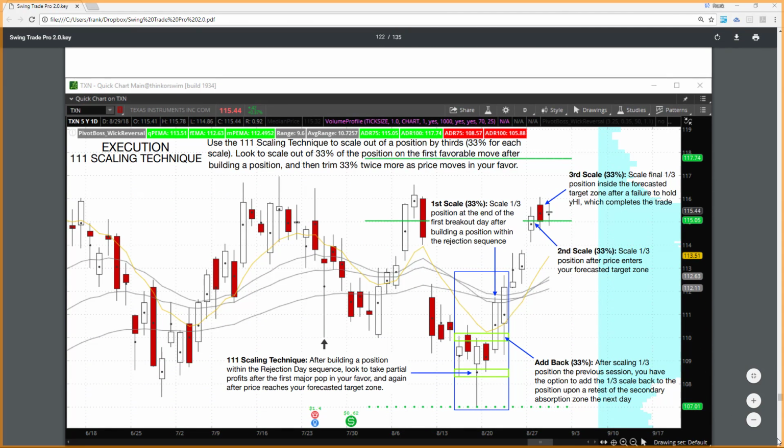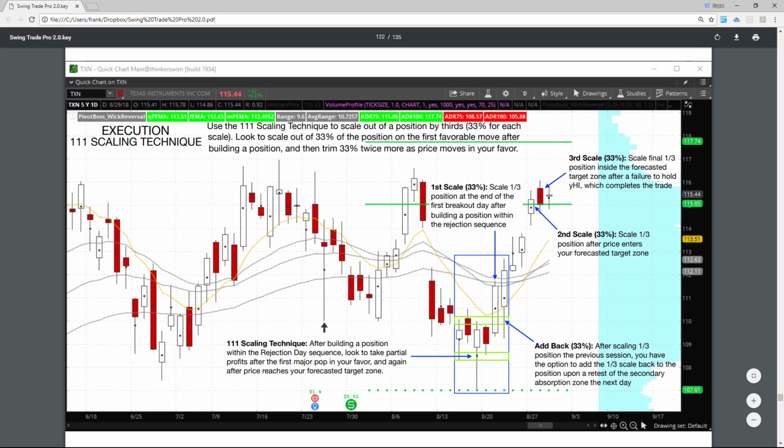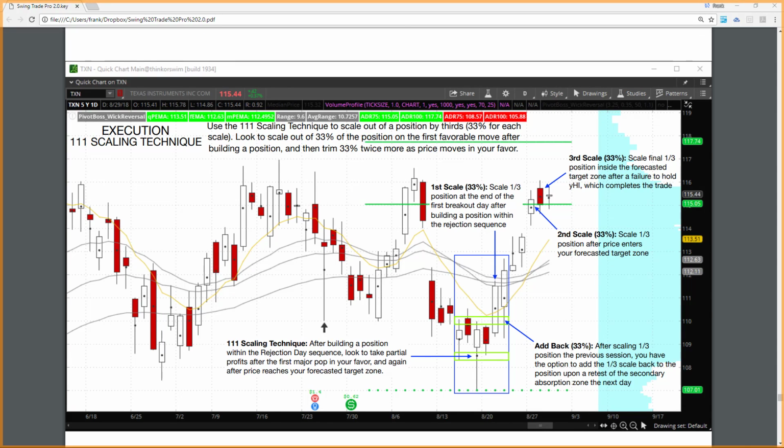All right, this one right here is TXN, Texas Instruments. This was a fantastic rejection. This occurred right here in the middle of the CLVN, a major CLVN right here at the 107s. You can see the profile bend significantly there. Look at this major drop right here. Huge drop. It hit the level, but by the end of the day had closed back above 2-day lows.